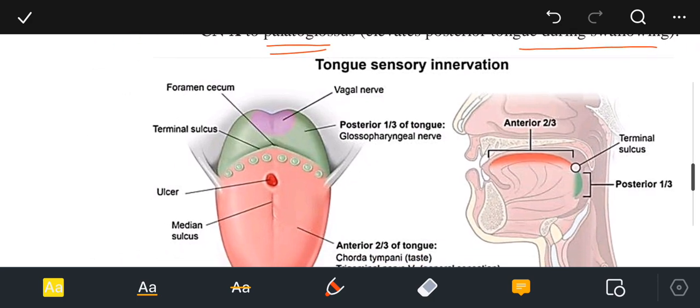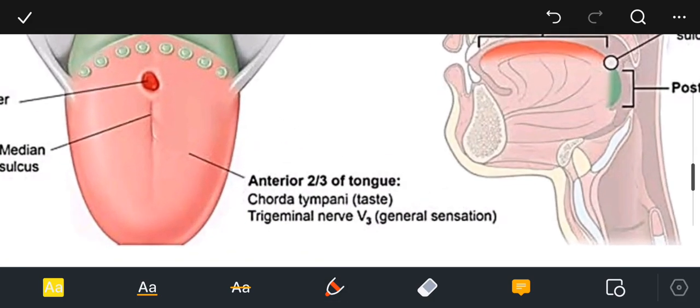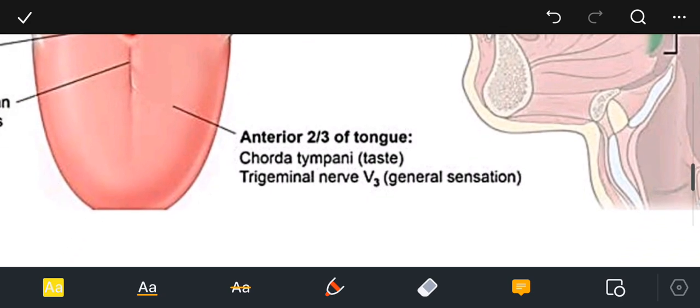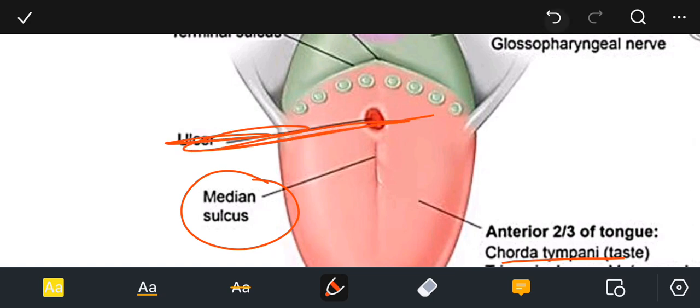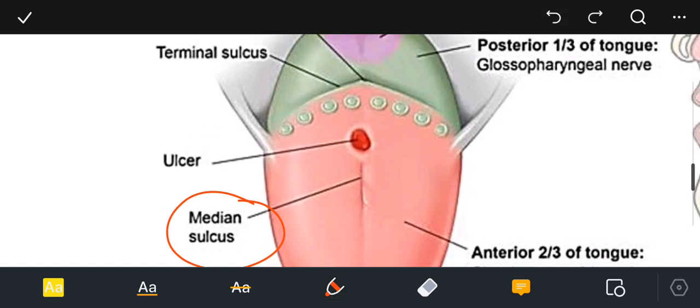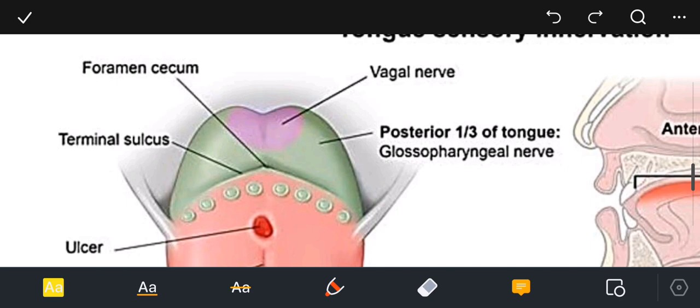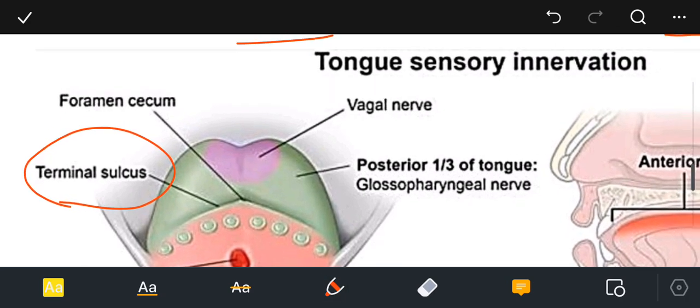Then here you can see the picture of tongue sensory innervation. In the anterior 2/3 of the tongue, the taste sensation is coming from the chorda tympani nerve, and the trigeminal nerve gives the general sensation. The median sulcus is present over here, and this is none of your concern. This is an ulcer, actually a picture from the first UWorld, where they were showing some ulcer. This is the terminal sulcus, and then we have the posterior 1/3 of the tongue with the glossopharyngeal nerve, and this is the vagal nerve area.